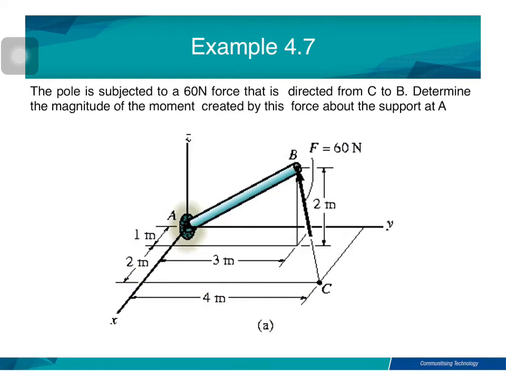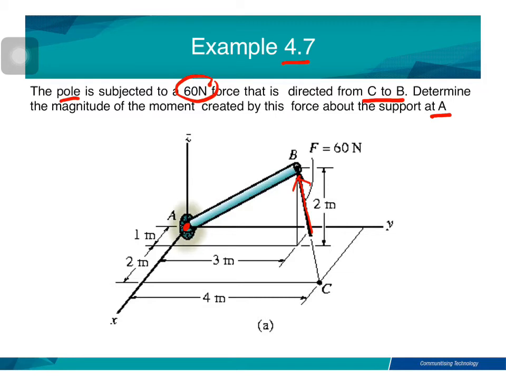Next, we're going to solve example 4.7. So here we have the pole subjected to a 60 Newton force that is directed from C to B. Determine the magnitude of the moment created by the force about the point A. So now this is the force. This force is directed from C to B. Okay, so this is the point A. So we need to get the moment.